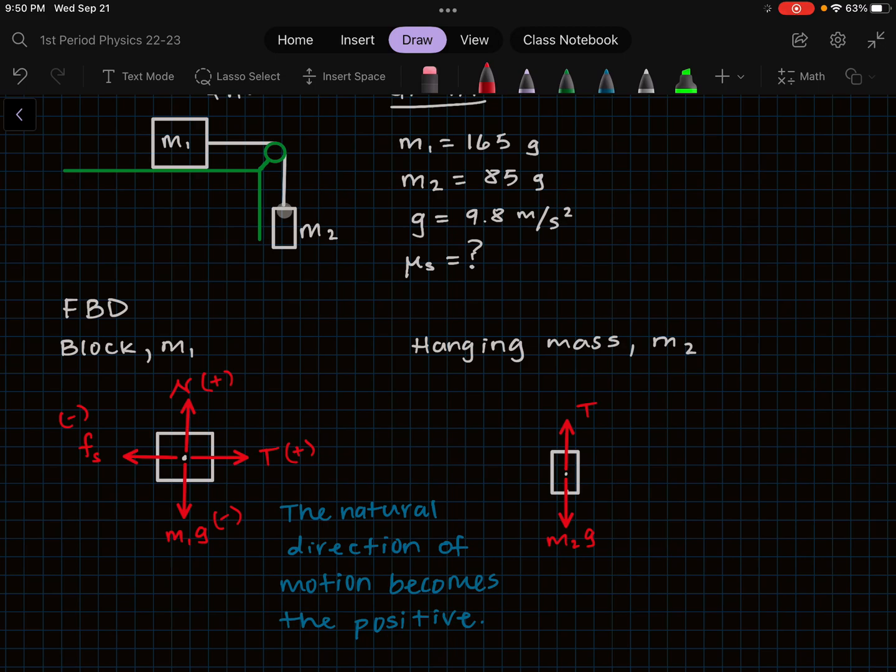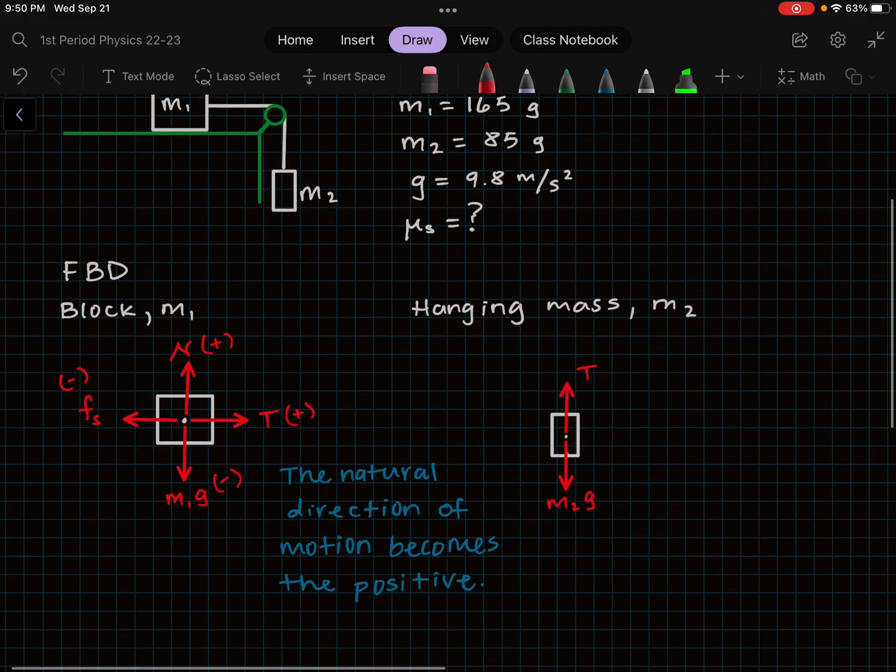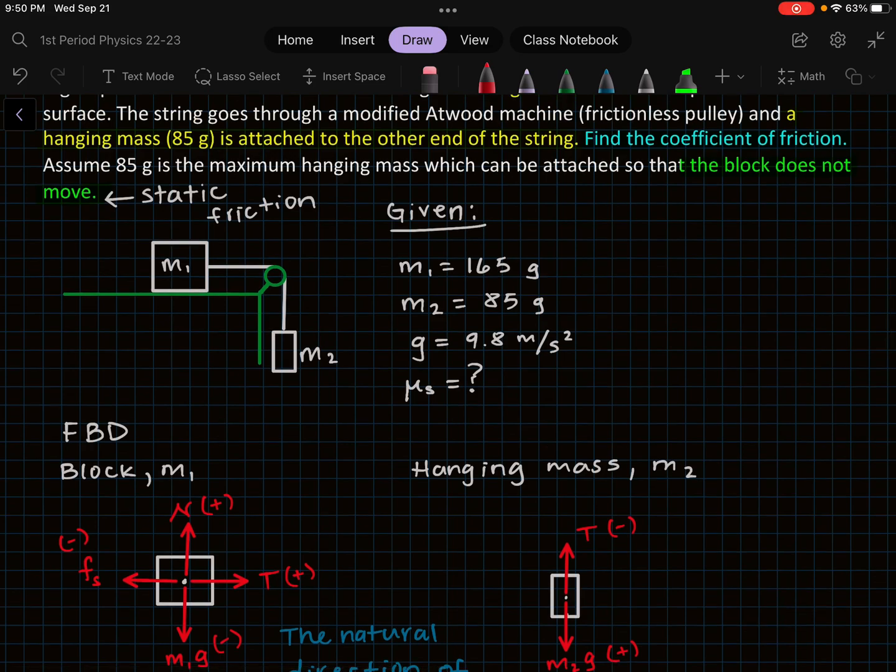So the hanging mass would move down. That's the natural direction, right? Moving down. That means M2G is positive, which means tension is negative, because tension would be against the natural motion, since the natural motion is down. So minus. In fact, let me draw a supposition, right? If this were moving, it would move like that. The pulley would rotate clockwise and it would move like that. Let me try to draw that arrow. It will move like that.